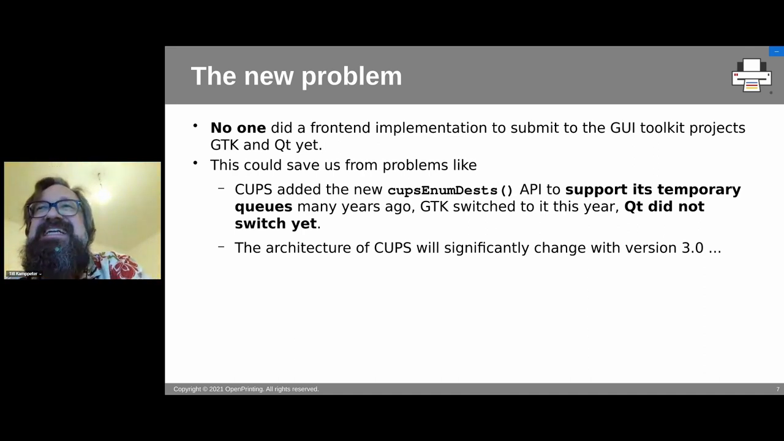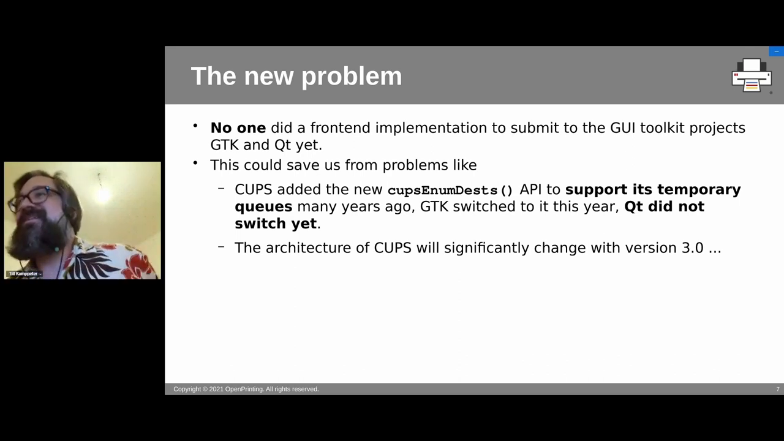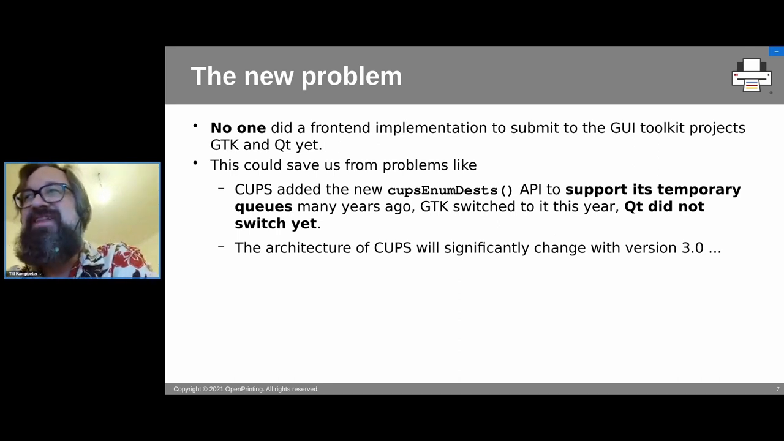Just note, GTK switched to, well, it doesn't use the cupsEnumDests API, but it uses the IPP request create local queue, and this was even better. And it was based on my request for enhancement for Marek, and he implemented this year in February. So in Fedora we have it since February, and now it got into Ubuntu too. Yes. This is even better. Thank you very much, Marek, for helping out there.